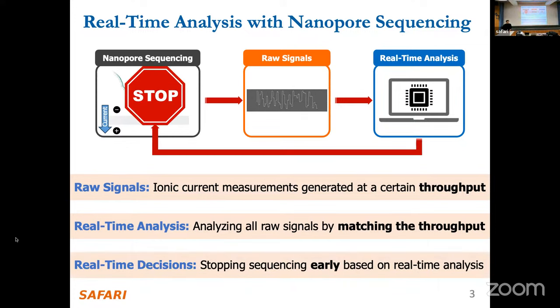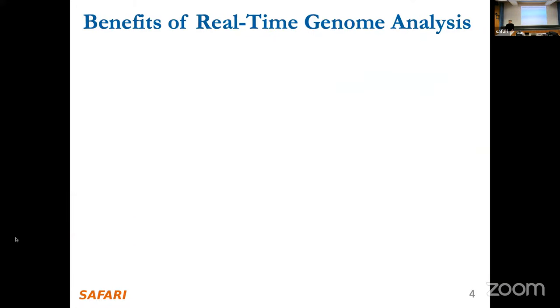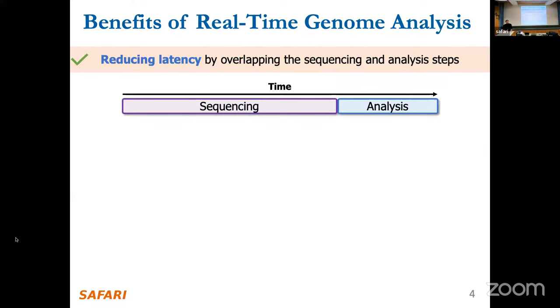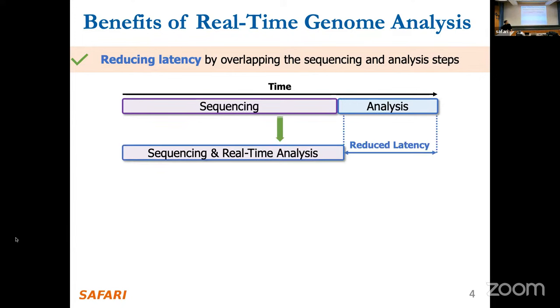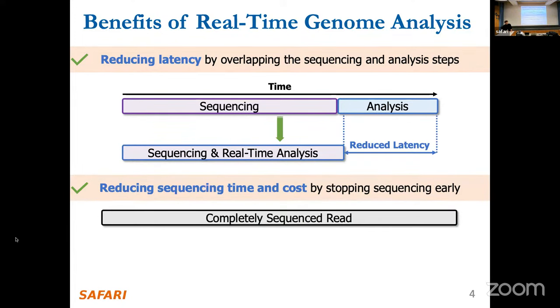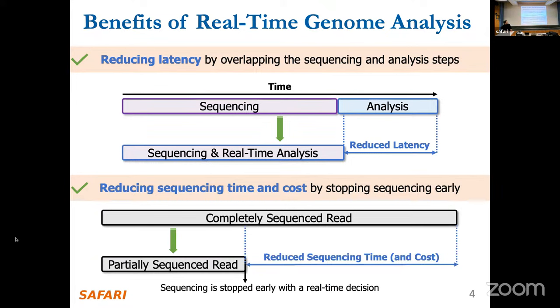And this real-time analysis can be useful for many reasons. One particular reason is the ability of taking real-time decisions. This means that we can actually stop the sequencing of a read or the entire sequencing run early based on this real-time analysis. So there are mainly two benefits of real-time analysis. First, it enables us to reduce the entire latency of genome analysis by overlapping the sequencing time with the analysis time. The second benefit is that we can stop the sequencing of a single read or the entire run, rather than sequencing it fully, which has the potential to reduce the sequencing cost and time significantly.